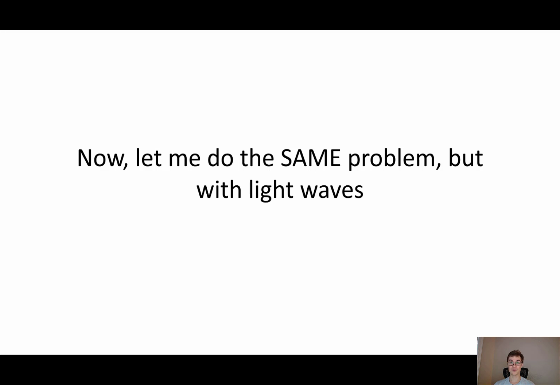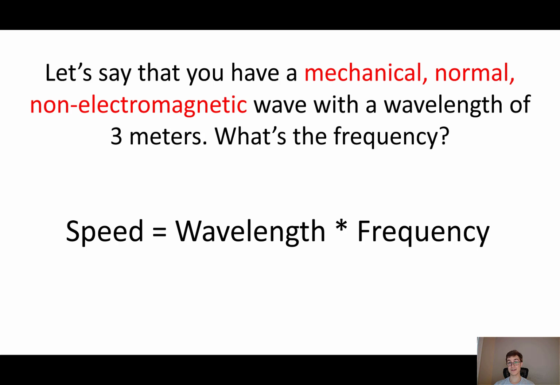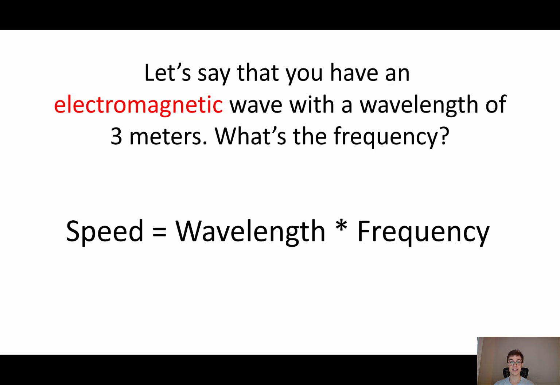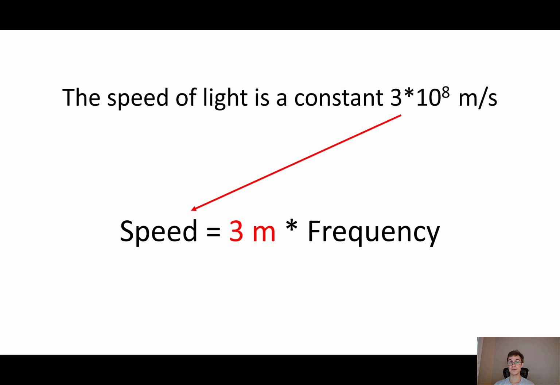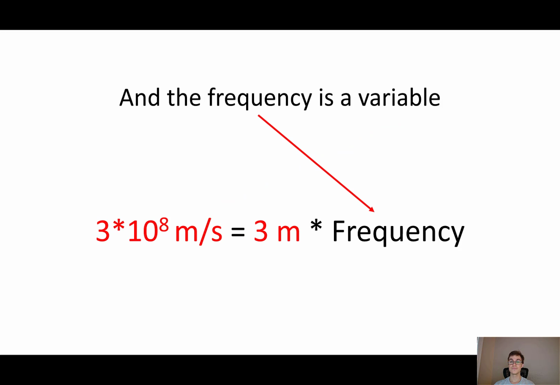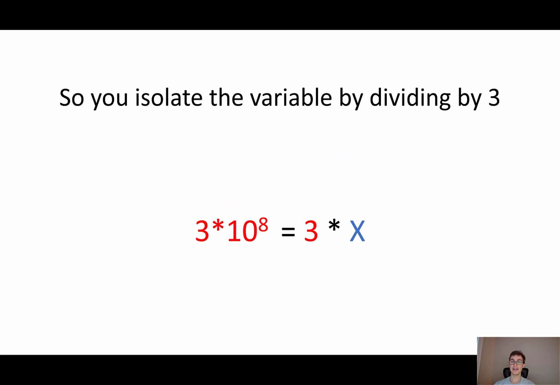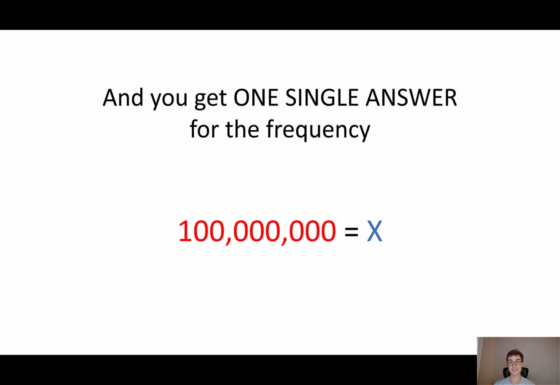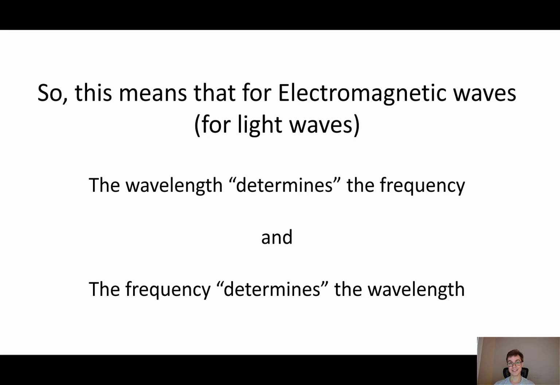But if I do the same problem with light waves, then instead of having a mechanical non-electromagnetic wave, I have a light wave, and the wavelength is 3. Well, the speed is always a constant. It's 300 million. So the frequency is the variable, and I just isolate the variable by dividing by 3, and I get one single answer for the frequency, 1 times 10 to the 8th, or 100 million. So electromagnetic waves are special, because for electromagnetic waves, the frequency and the wavelength, they control each other. If you know one, you know the other one for sure.